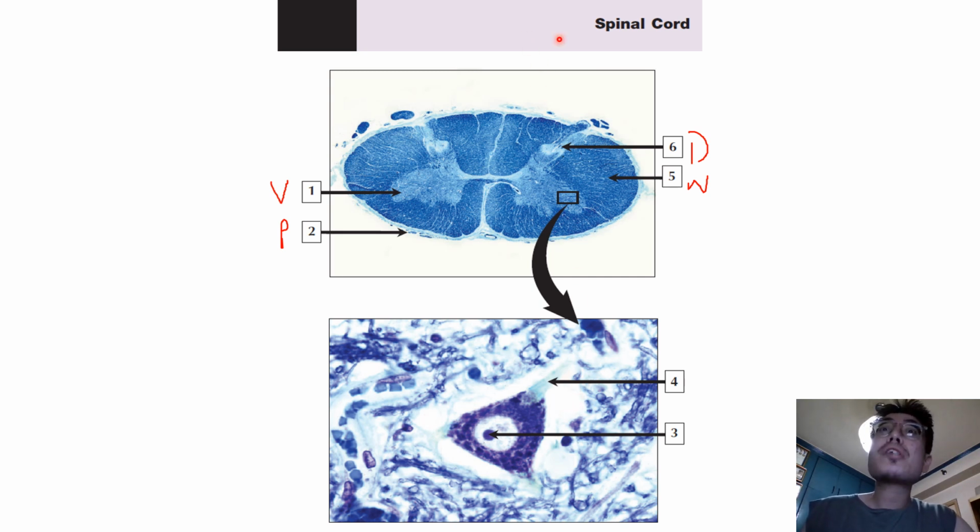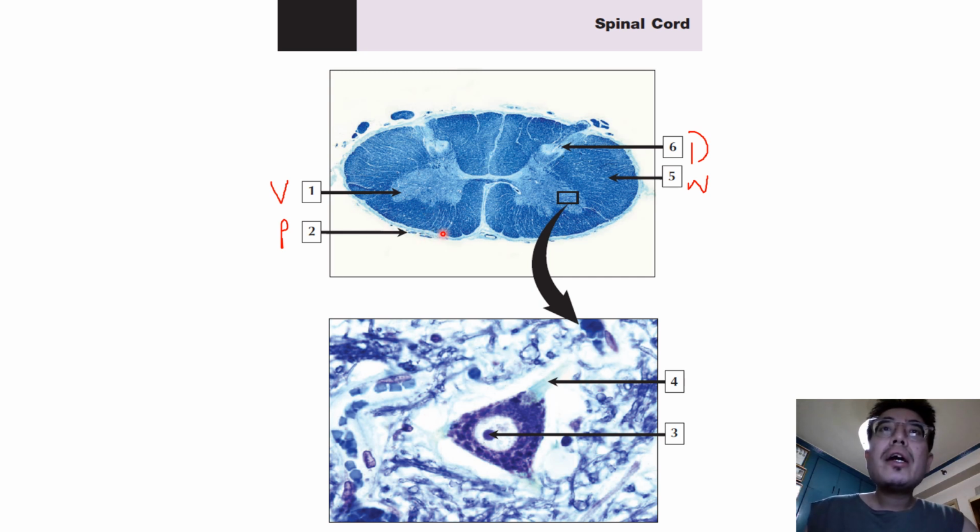Sensory nerve fibers enter the spinal cord via the dorsal horns, and motor nerve fibers exit from the ventral horns as spinal nerves. Shown here is a light micrograph of the spinal cord at low and high magnification. To recall, labeled here as number 1 is the ventral or the anterior horn. In anatomic orientation, we recall that ventral means in front or anterior, and dorsal means posterior or to the back.